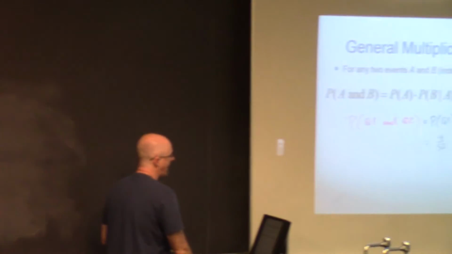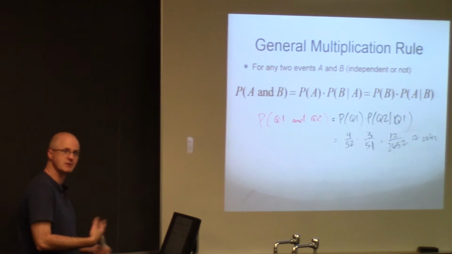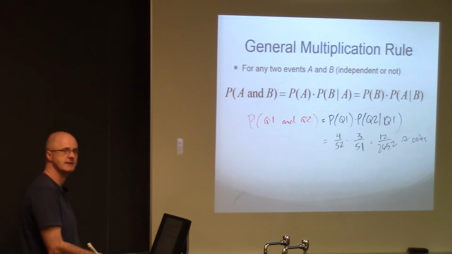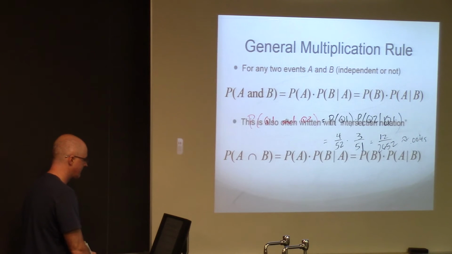That would be an example of the application of the general multiplication rule. Those are not independent events. Knowing you get a queen on the first card affects the chances of getting a queen on the second card. That can be written with intersection notation as well.